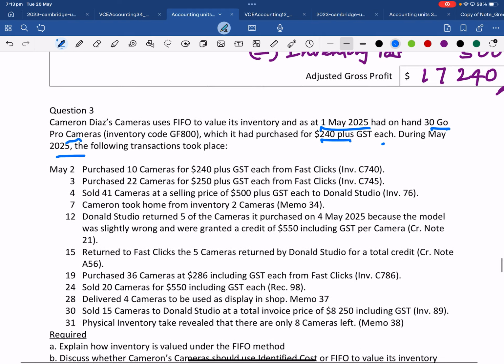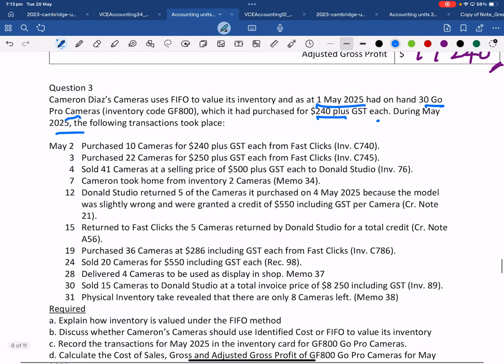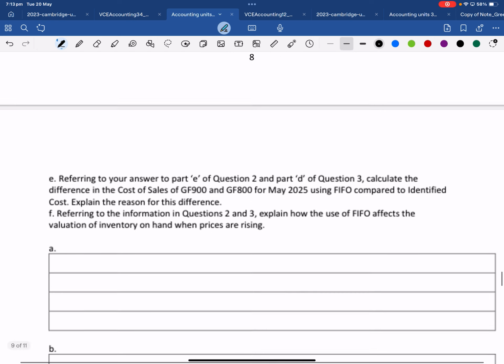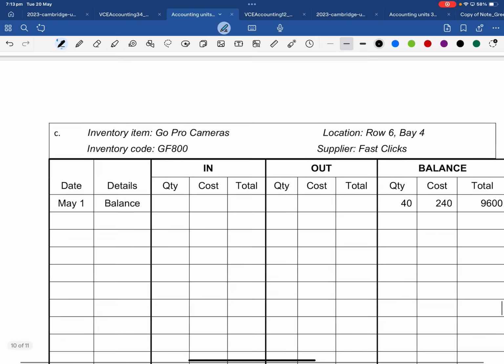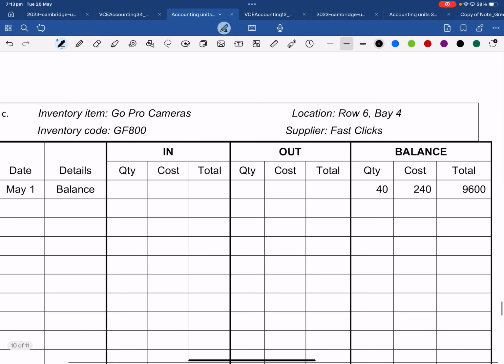Okay, firstly, there is a small printing mistake. The balance is saying 30, but it says there 40. So please fix it. 30 at 240, which is 7,200.